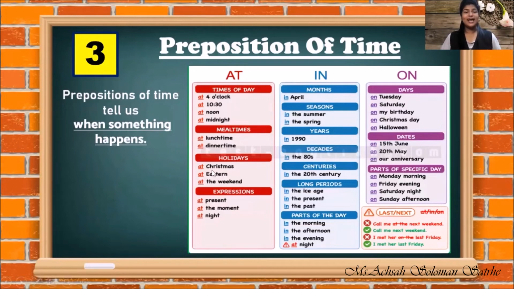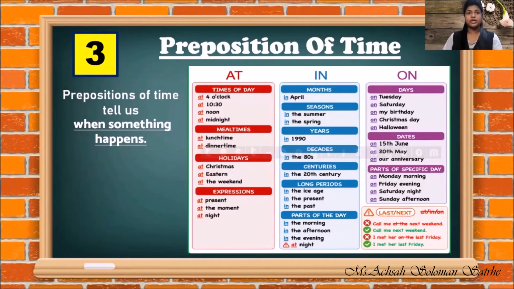For holidays, at Christmas, at Diwali, at Easter. At Easter, okay, it should be Easter, sorry. All right, at the weekend. So when you're talking about holidays, you will use the word at. Then expressions, at present, at the moment, at night.